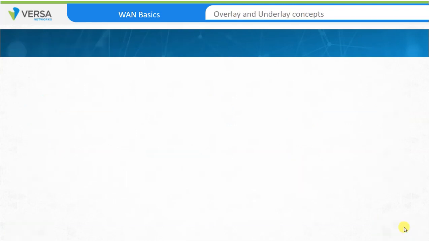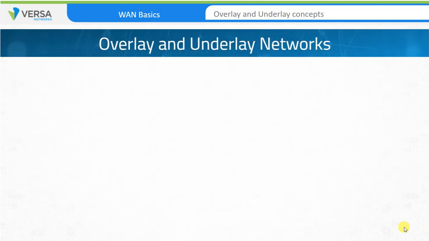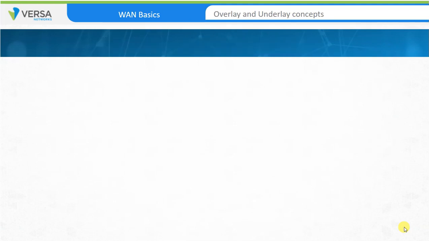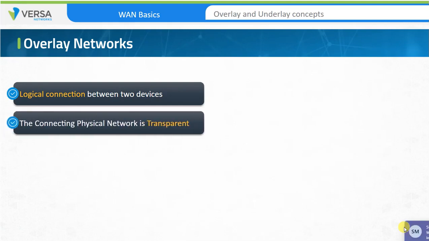Before we discuss software-defined WAN, it's worth spending some time to understand overlay networks and underlay networks. An overlay network is a logical connection between two devices, and in a WAN environment, these devices can be very far apart. The overlay network is transparent to the physical network that connects the two sites. The physical network enables the overlay network to be built by providing a transport path.